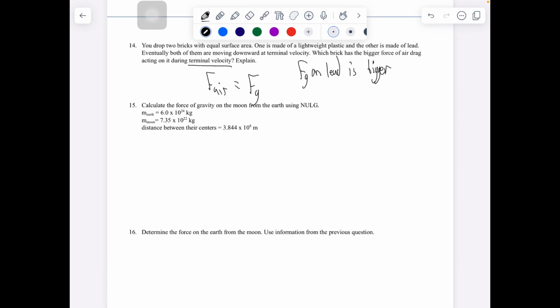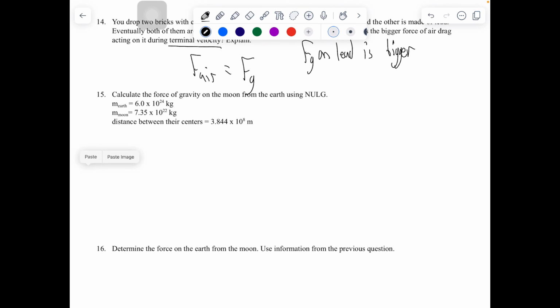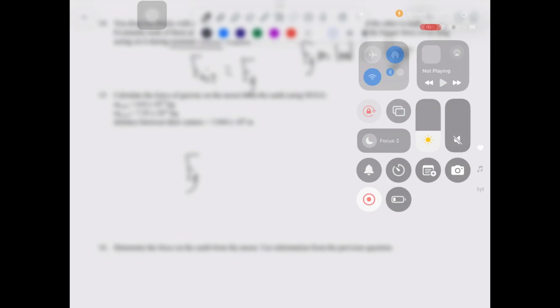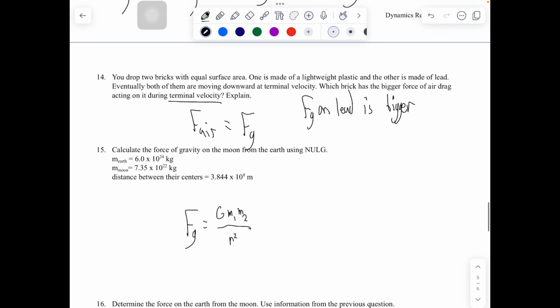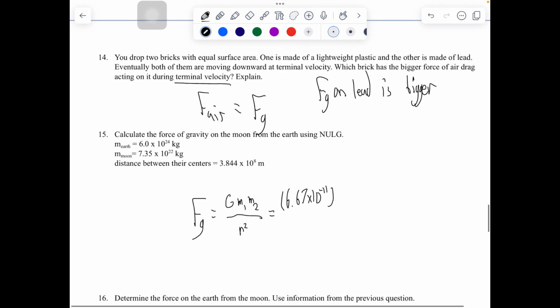Calculate the force of gravity on the moon using Newton's universal law of gravitation. Okay. FG, let's make sure we're still recording. Excellent. Is big G, M1, M2 over R squared. Plug in, we know G is 6.67 times 10 to the negative 11th. Mass of our first object, let's say it's the Earth, is 6.0 times 10 to the 24th. And second object is the moon, 7.35 times 10 to the 22nd.